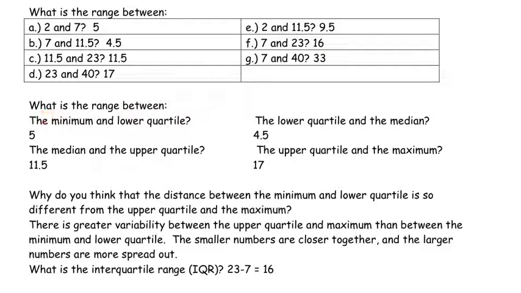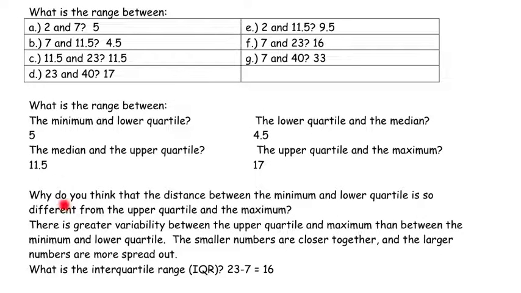What is the range between the minimum and lower quartile? The range is 5. The lower quartile and the median? The range is 4.5. The median and the upper quartile? The answer is 11.5. The upper quartile and the maximum is 17.